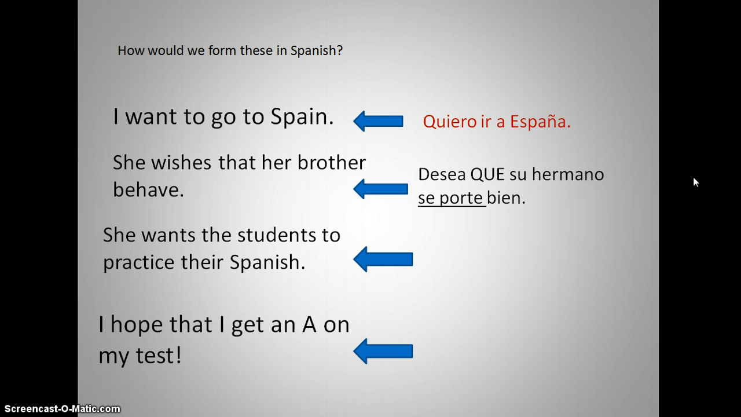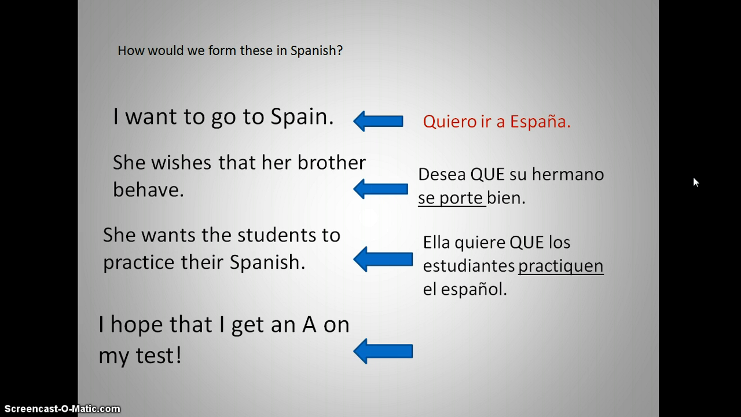The next one, she wants their students to practice their Spanish. So we're going to say, ella quiere que los estudiantes practiquen el español. First clause is ella quiere, that's in the indicative, followed by que, and the second clause is in the subjunctive. And the last one, I hope that I get an A on my test. Well, this is not going to qualify for the subjunctive, so it's simply going to be espero sacar una A en mi examen.